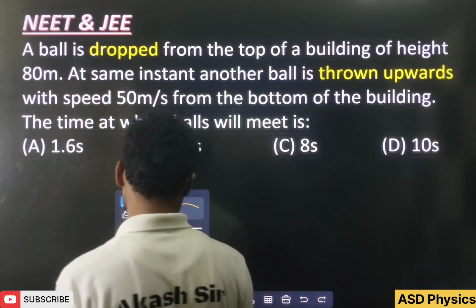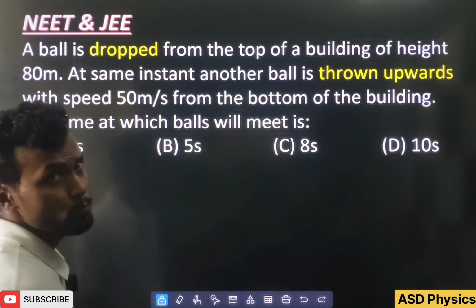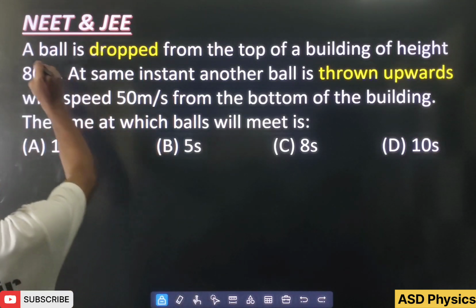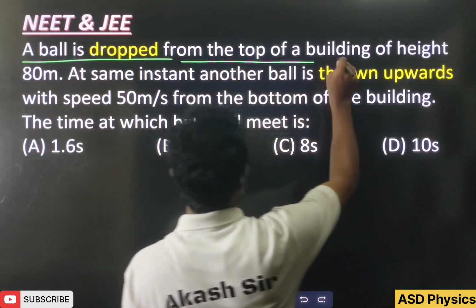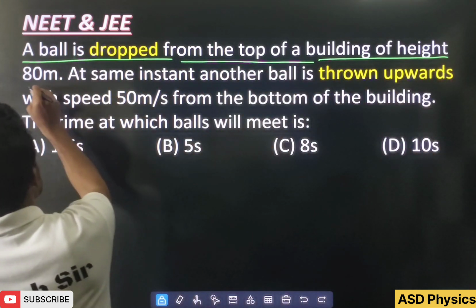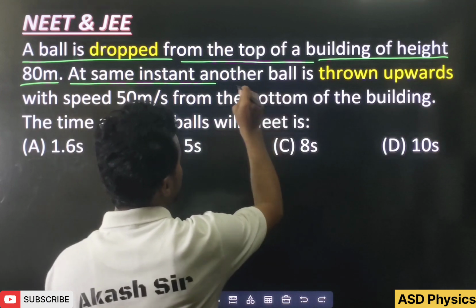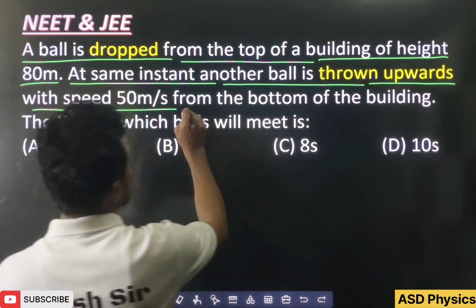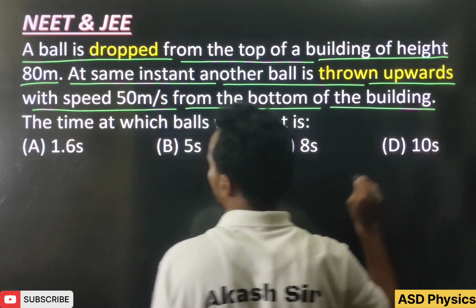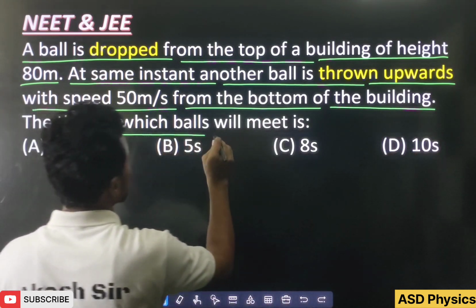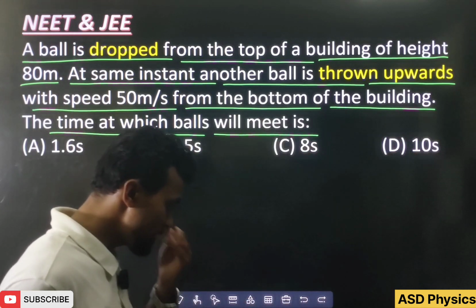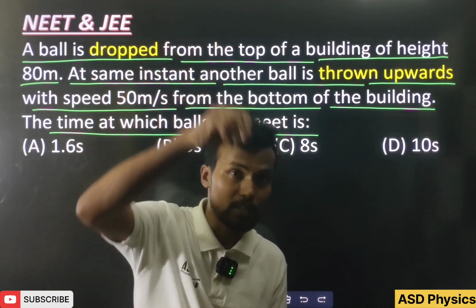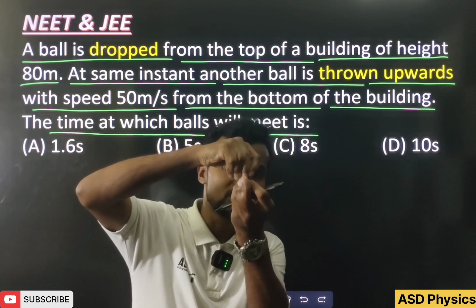Now students, let's see the last question, important for NEET and JEE, where motion under gravity is involved. See very well, a very important question. A ball is dropped from the top of a building of height 80 meter. At the same instant, another ball is thrown upwards with speed 50 meter per second from the bottom of the building. The time at which the balls will meet is. When you think about this question from the normal perspective, you will think one ball is coming down, one ball is going up, and at some distance they will meet.